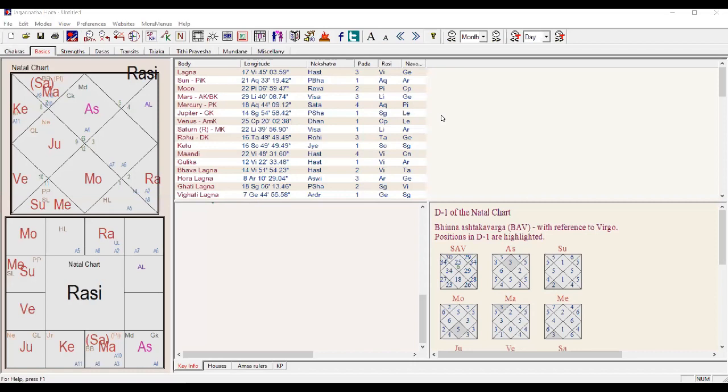Okay, so once again, I am saying this concept of Karaka is important. Now, the third part, which is the most crucial part.